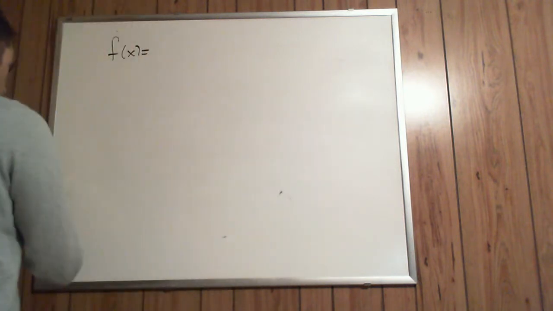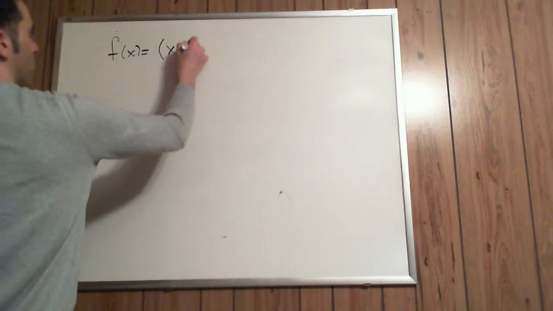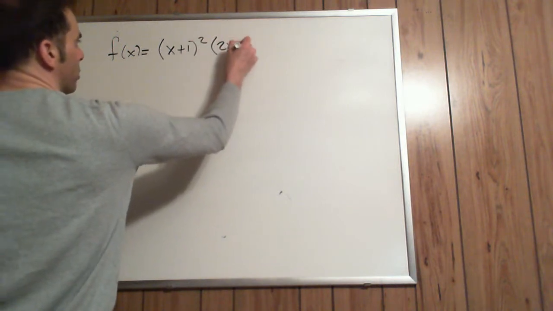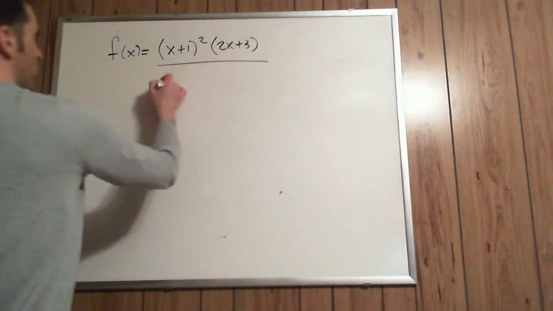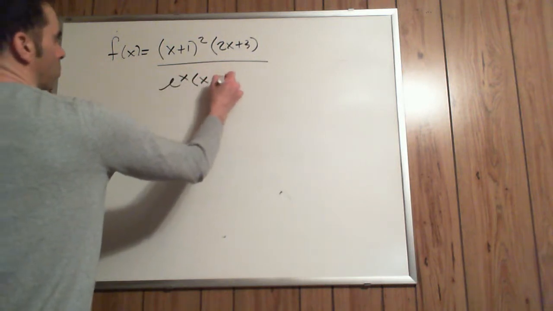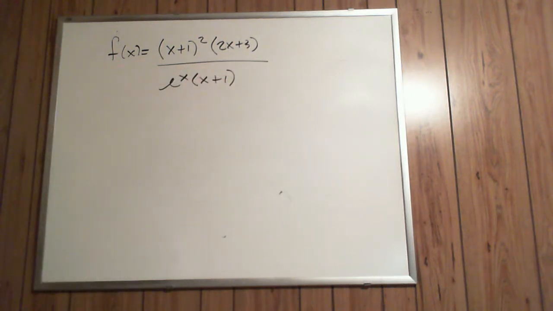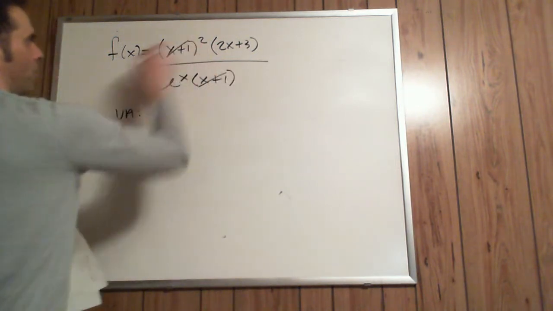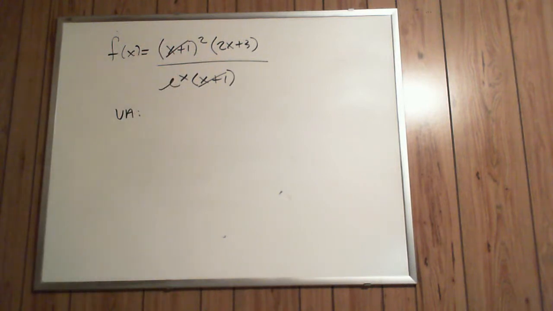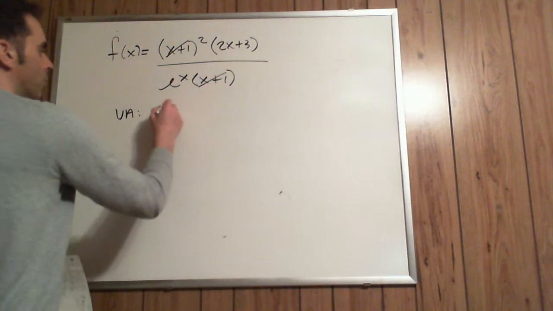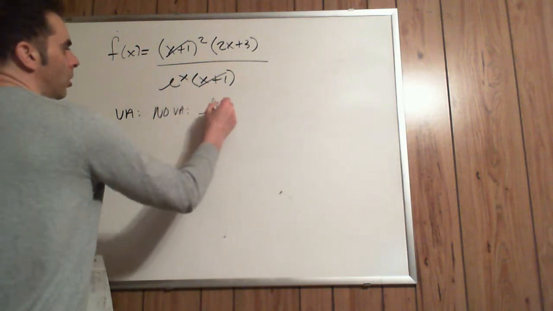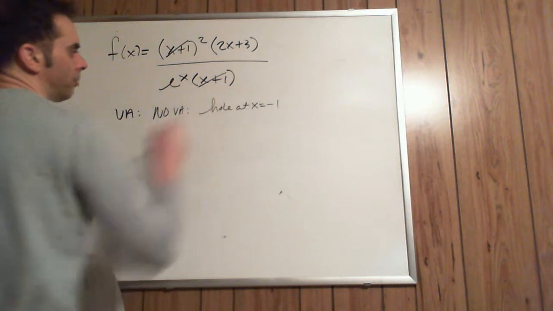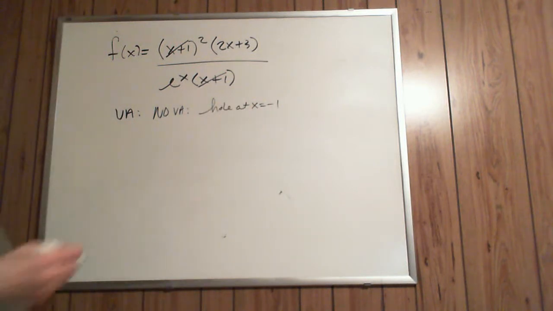Okay, so suppose we have this function, the quantity x plus 1 squared times 2x plus 3, all over the quantity e to the x times x plus 1. Okay, vertical and horizontal asymptotes. Vertical, notice that these drop out. So therefore, x equals negative 1 is not a vertical. Does e to the x ever equal 0? No. So there is no vertical asymptote. But there is still a hole at x equals negative 1. There's still a hole in the graph at x equals negative 1.